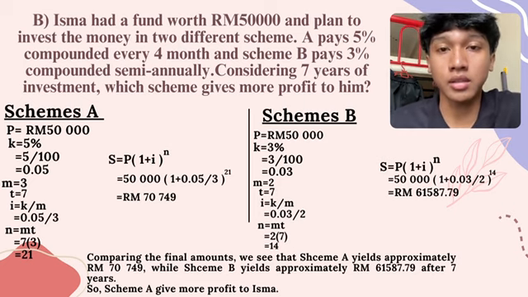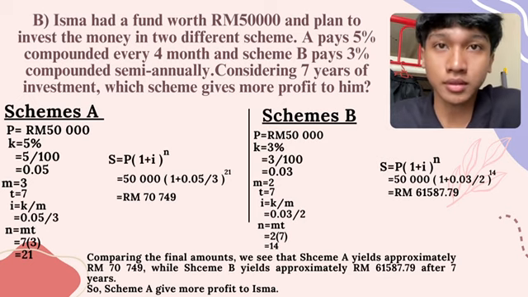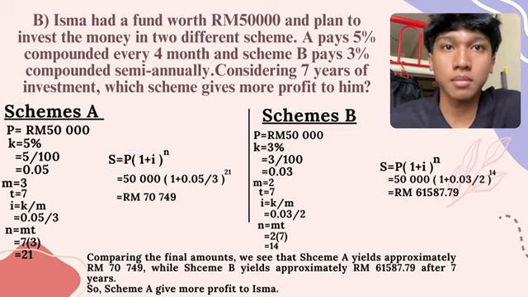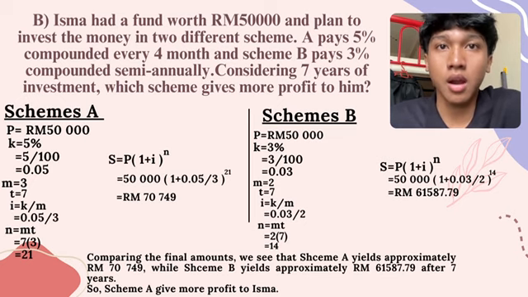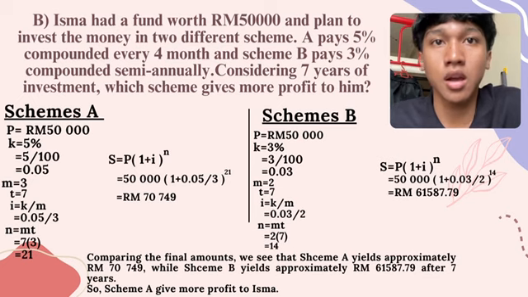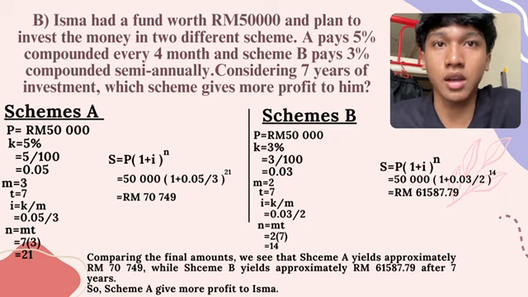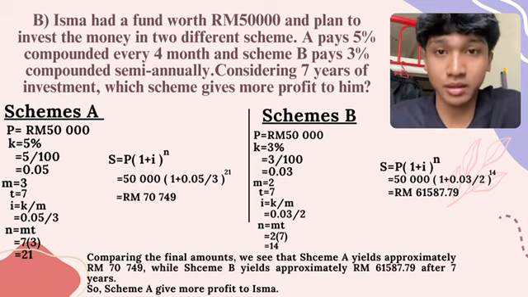And the answer that we get is 61,587.79 ringgit. Comparing the final amounts, we see that scheme A yields approximately 70,749 ringgit, while scheme B yields approximately 61,587.79 ringgit after 7 years. So scheme A gives more profit to Ismail.